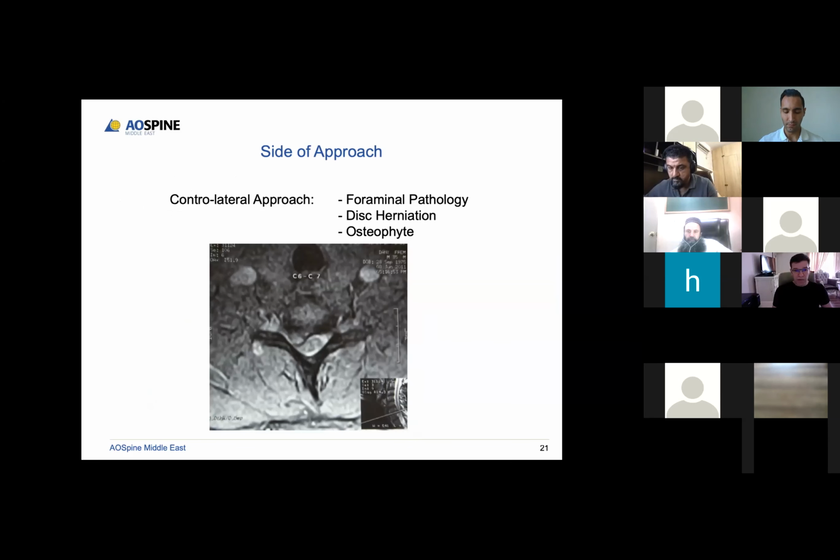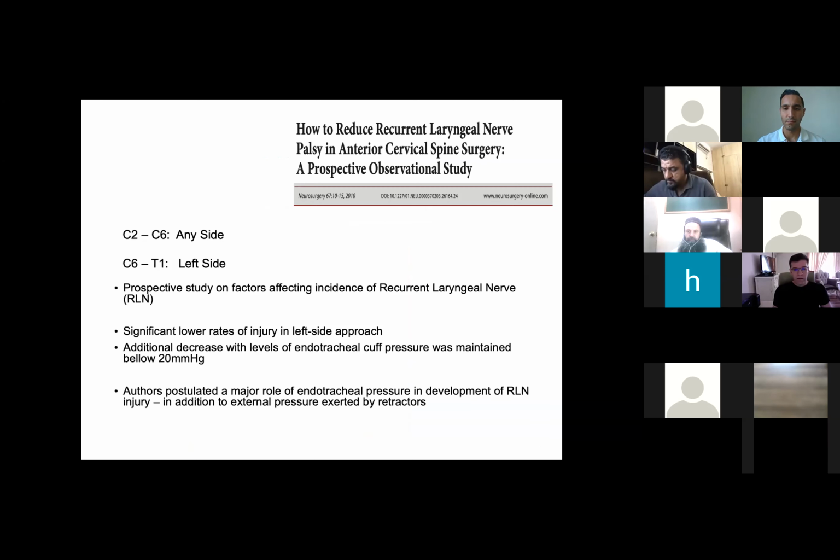For the side of the approach, if I have a case of foraminal pathology, disc herniation or osteophyte, I personally prefer to use the contralateral approach side, because I feel more comfortable seeing the pathology on the other side in my eyes. So I can remove the disc, and I can do more proper foraminectomy and foraminal checking.